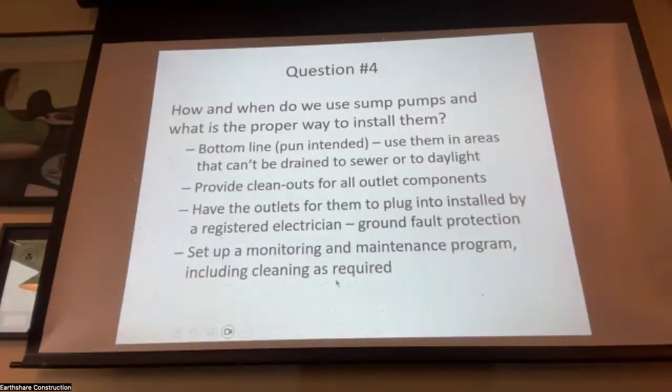All right, so we've got a bottom line. Anything that can't be drained to the sewer or daylight, you're going to have to use a sump pump. Okay. Make sure you have an electrician do this, because this is where you can have electrical problems. And make sure you monitor it and make sure your sump will always work. Ideally, you would have an alarm on it. If you have a significant amount of water coming in, you want to have an alarm on that system, and you can do that with a float.